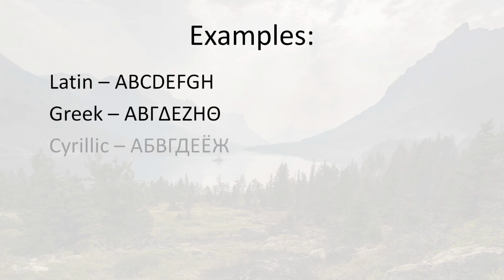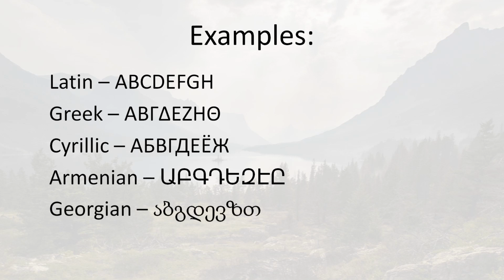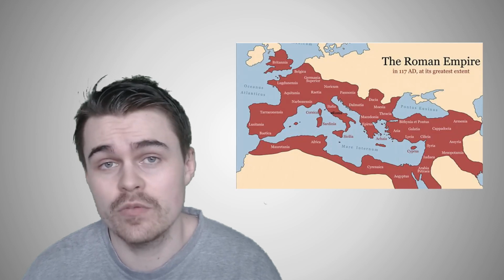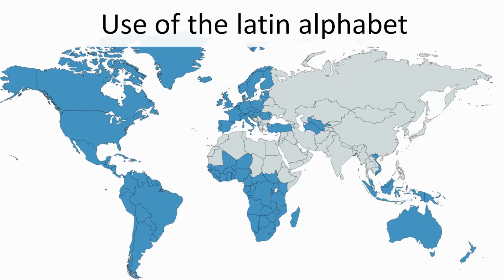The common examples of these alphabets are the Latin alphabet, the Greek alphabet, the Cyrillic alphabet, the Armenian alphabet, and the Georgian alphabet. The most widespread of these is the Latin alphabet. Because of the success of the Roman Empire, and many other empires after this, it is spread throughout most of the world.